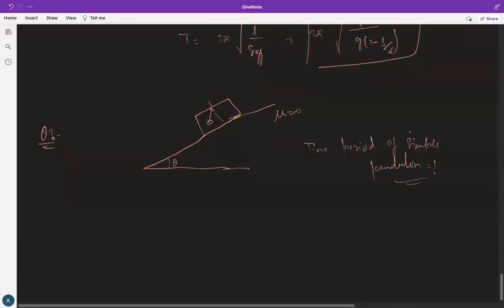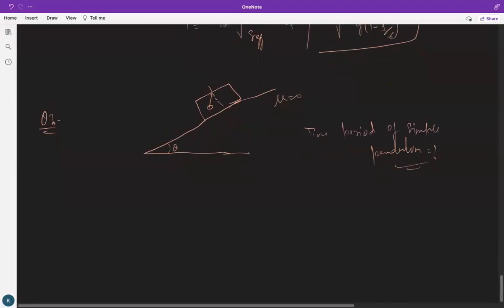So you have to first write the dynamics of the pendulum here. We can write mg force acting vertically downward, right? And there is a pseudo force, mg sine theta, acting in the backward direction, with a naught equal to g sine theta, right?